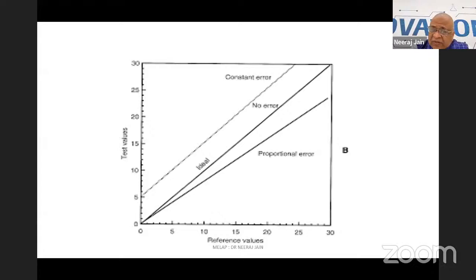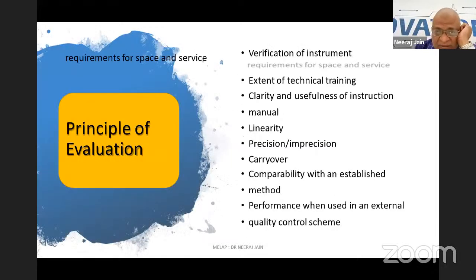Or if this difference is increasing with increasing concentration, this is called systematic proportional error. Higher value systematic constant error may be with a particular difference, a line parallel to this on the lower side, again it is systematic constant error. But if difference is increasing with increasing concentration, this is called systematic proportional error. And if some values are high, some values are low, those are random errors.